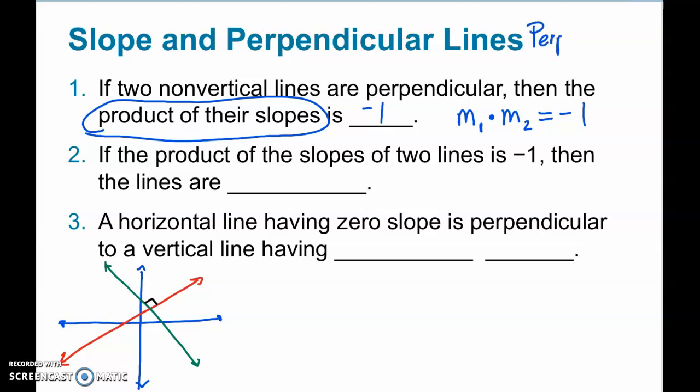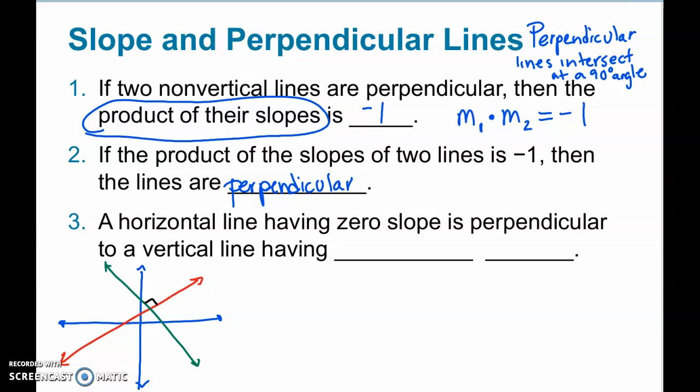So let me write what I had said, but didn't write down. Perpendicular lines intersect at a 90-degree angle. If the product of the slopes of two lines is -1, then you can assume the lines are perpendicular. So just like the parallel lines, this statement that we made at the beginning works both ways.